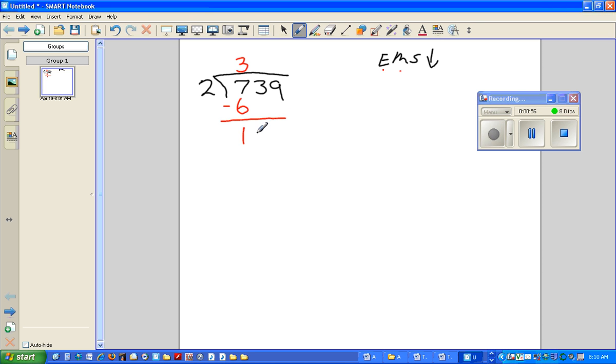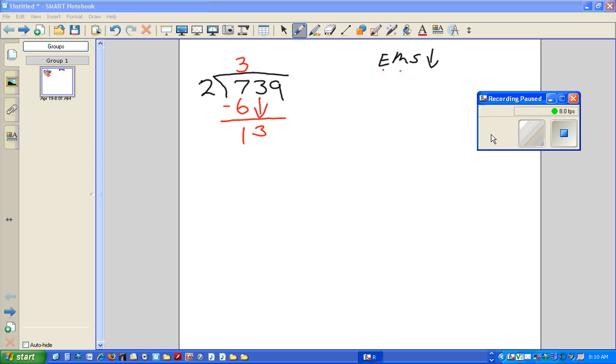Thank you, Lily. And Michaela, what do I do now? Drop the 3 down to the 1. I use that arrow, and I bring down the 3. Thank you, Michaela. Okay, and now that I've brought down my 13, what do I do, Paul? We estimate. Yeah, I start all over again. How many times does 2 go into 13?